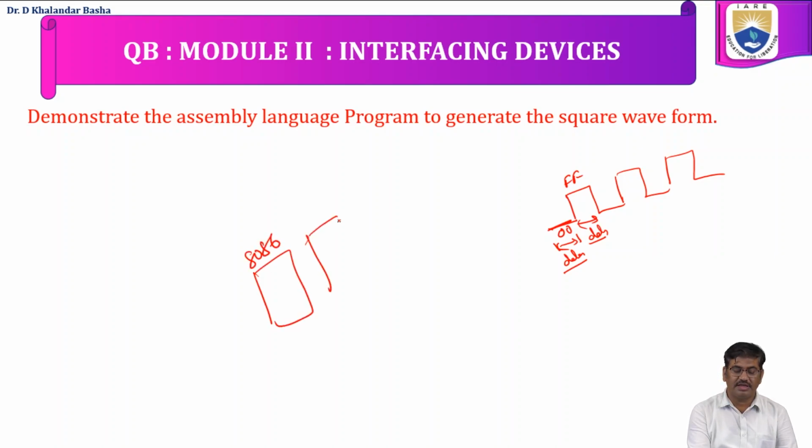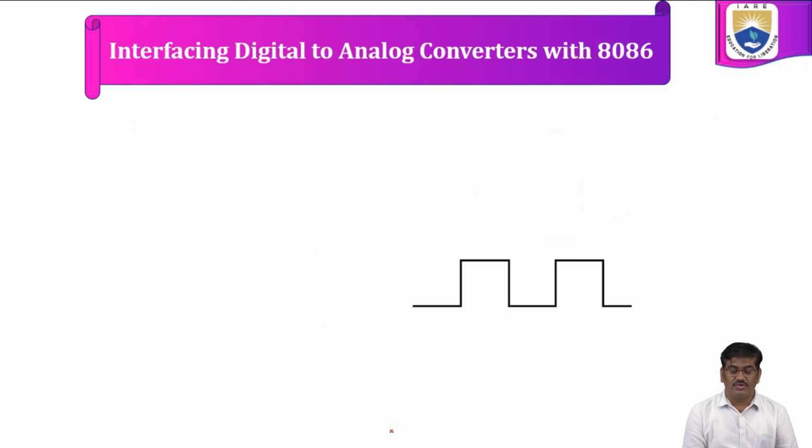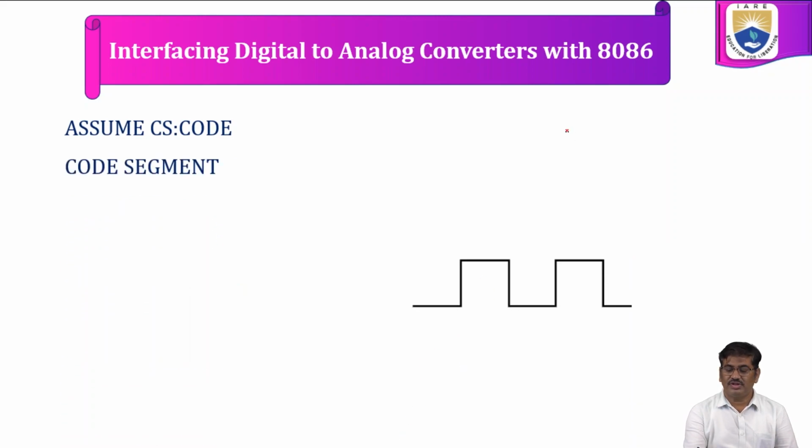8086 is connected to the DAC, which will generate the square waves. We have to send the digital pulses from the processor to a DAC, where we require only one port of 8255, that is port A, and it is configured as an output port. So for generating the square wave, in the program, first you write the control word register for 8255.